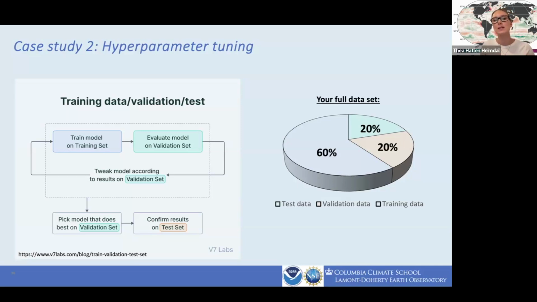But then you can also set aside 20%, which we call a validation set, that will validate your machine learning model. Basically what you're doing with this set is to see, for example, what combination of hyperparameters in your machine learning model will lead to the best model and the best results.